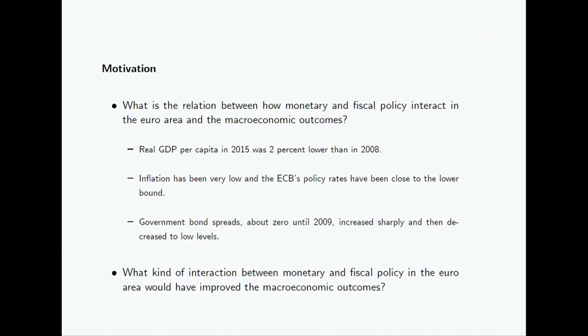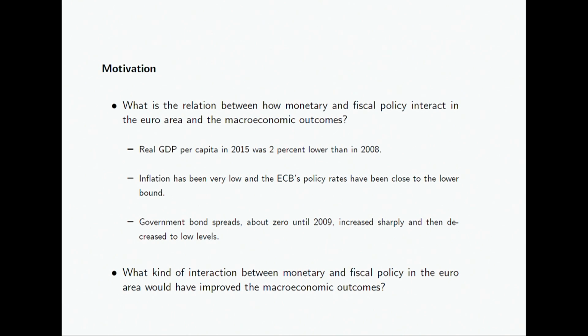Since 2009, inflation has been very low. The ECB's policy rates have been close to the lower bound. And finally, government bond spreads, which you can think of as just the difference between interest rates on government bonds of individual member states compared with government bonds of Germany. They used to be about 0 until 2009, and then they increased sharply and then decreased again to low levels. So that's what's been happening.